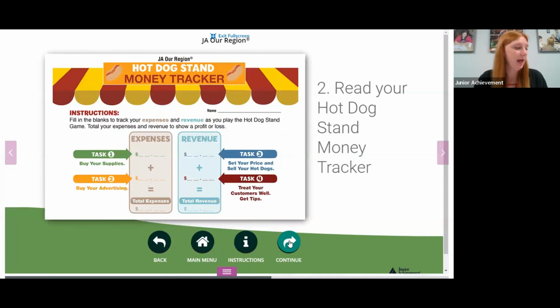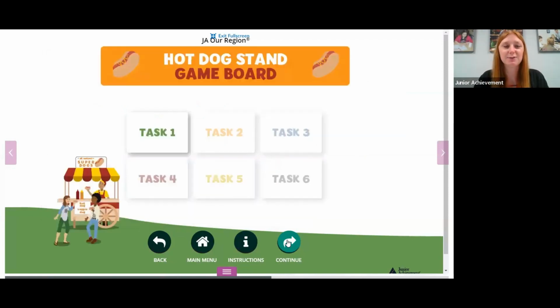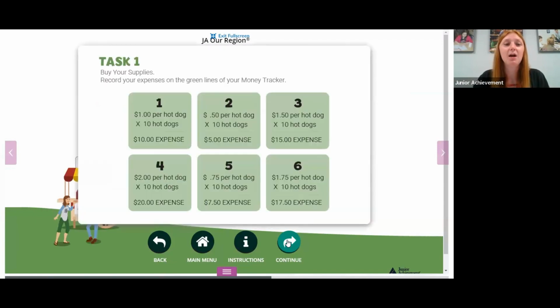Once we hit the black continue button, students should each already have their hot dog stand money tracker ready to go. And what we're going to do is just go task by task. So the first thing we're going to do is start with task 1. And again, you're just going to keep hitting that continue button. So task 1 pulls up, and we talk about how we have to buy our supplies. I would take this opportunity to talk to students a little bit about how we have to buy supplies in order to get our business running, because we can't sell hot dogs if we don't have any hot dogs. So now what you're going to need to do is have students roll a die to figure out what number they're going to put on their worksheet.